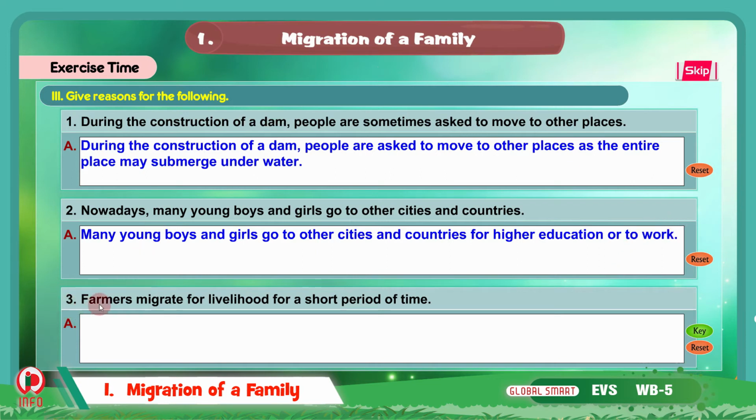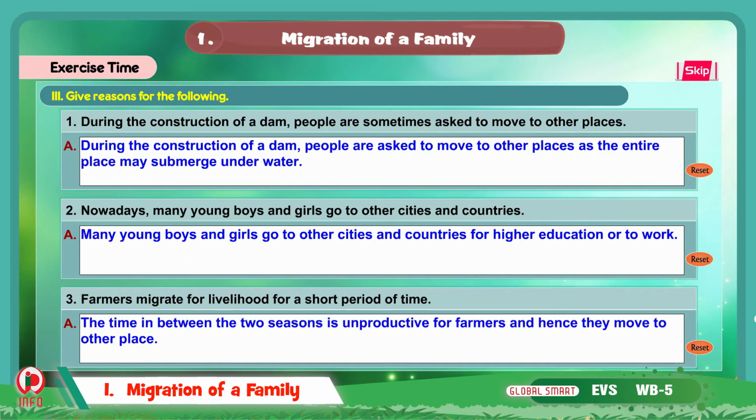Now the third one, farmers migrate for livelihood for a short period of time. Why? Why do farmers migrate? Migrate means here moving from one place to another for a short period of time. The time in between the two seasons is unproductive for farmers and hence they move to other places.